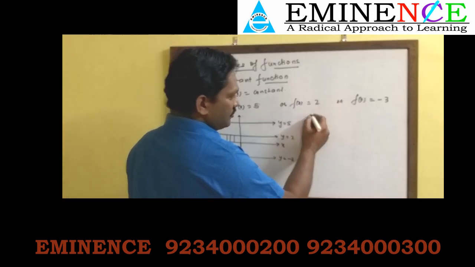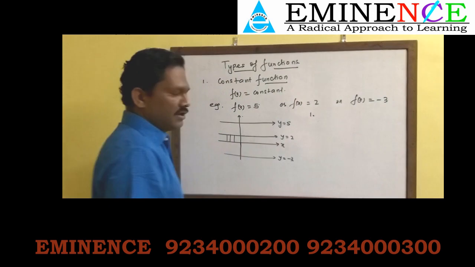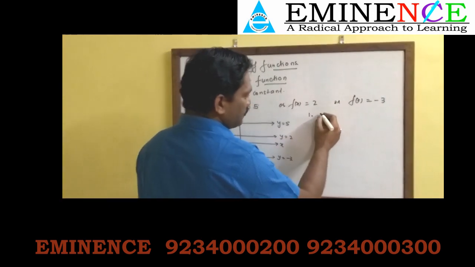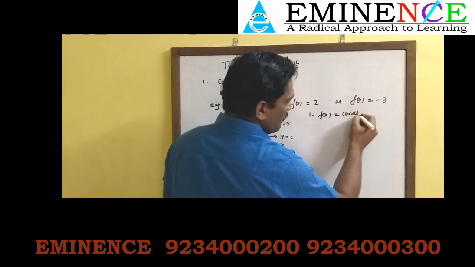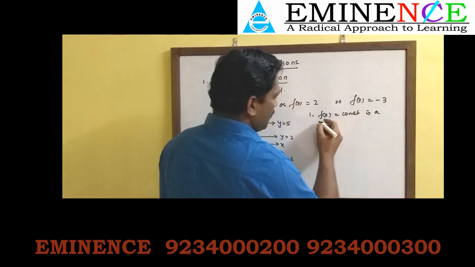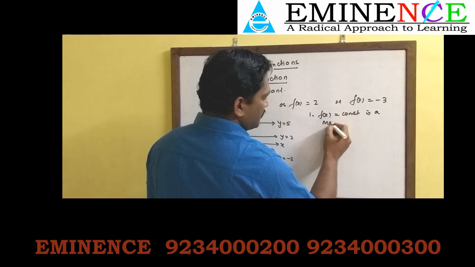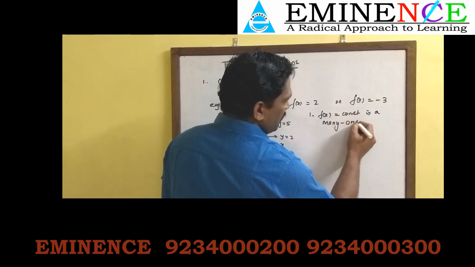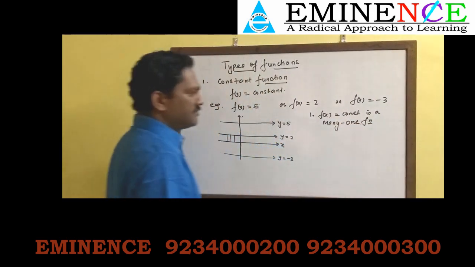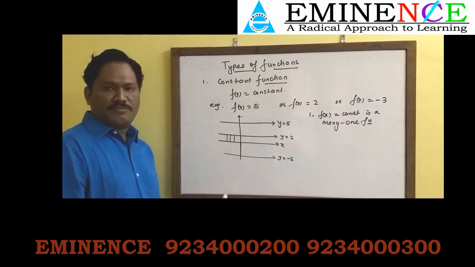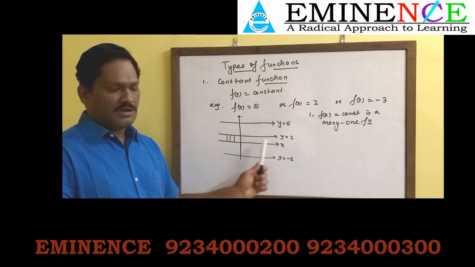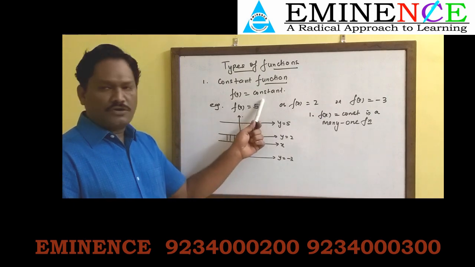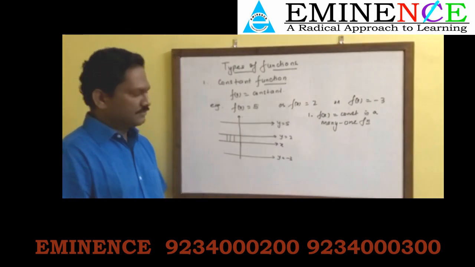Now a few observations which we can make from here. The first observation, f(x) equal to constant is a many-one function. From the name itself you can understand, for many values of x you are getting only one value of y. Whatever is the value of this constant, that is the value of the function.